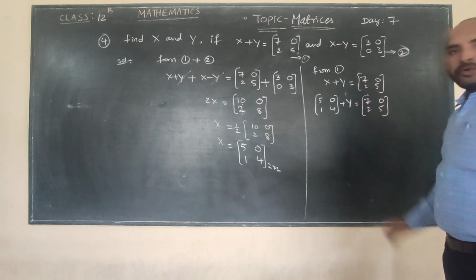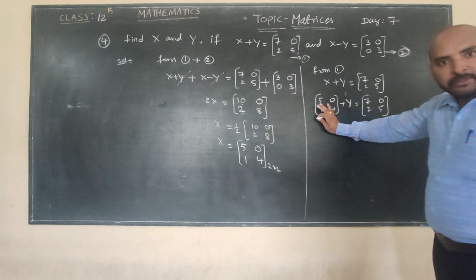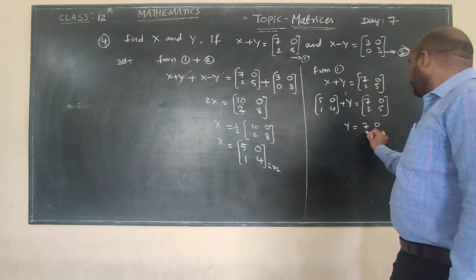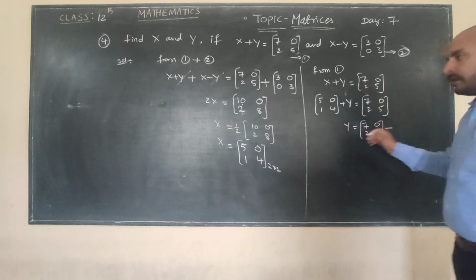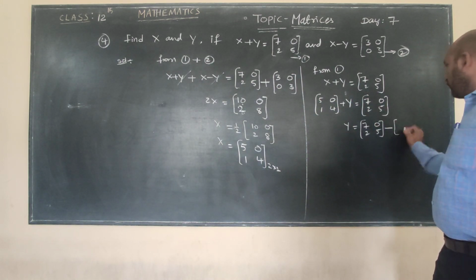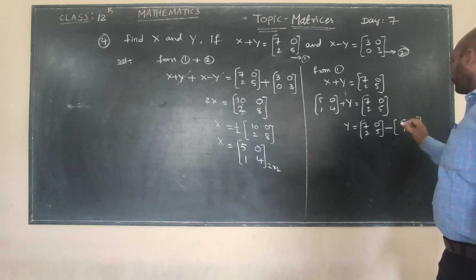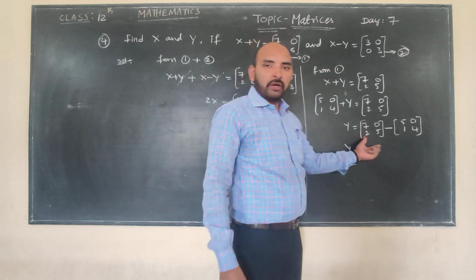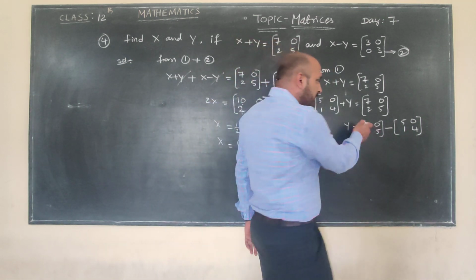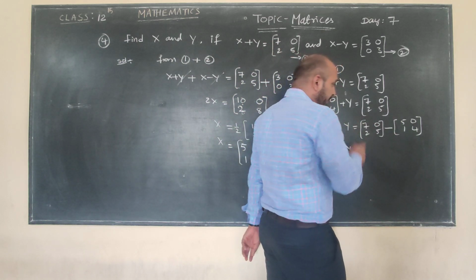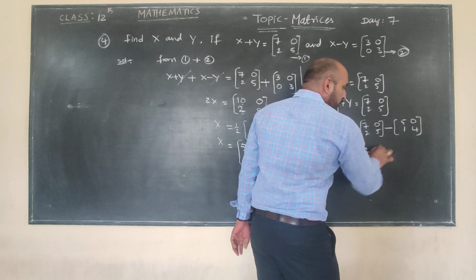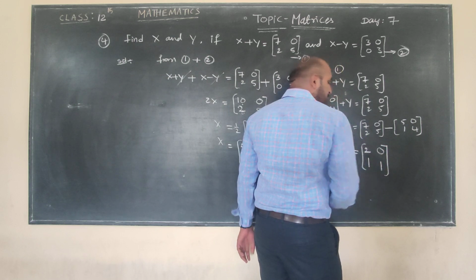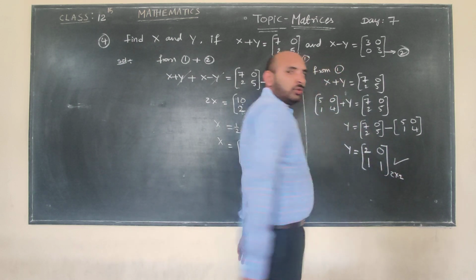So the left hand side matrix, taken to the right hand side, becomes negative. So Y equals 7 0 2 5 minus 5 0 1 4. Now capital Y equals the difference of two matrices. Corresponding positions must be subtracted. 7 minus 5 is 2. 0 minus 0 is 0. 2 minus 1 is 1. 5 minus 4 is 1. Which is the capital Y matrix, that is also a 2 by 2 matrix.